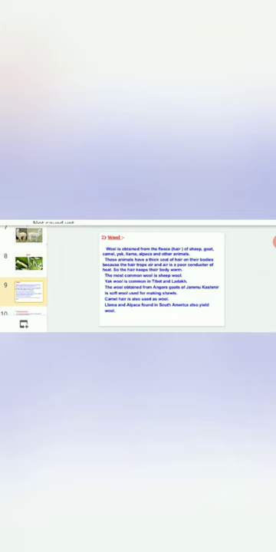Wool. Wool is obtained from the fleece, that is hair of sheep, goat, camel, yak, llama, alpaca and other animals. These animals have a thick coat of hair on their bodies because the hair traps air and air is a poor conductor of heat. So the hair keeps their body warm.